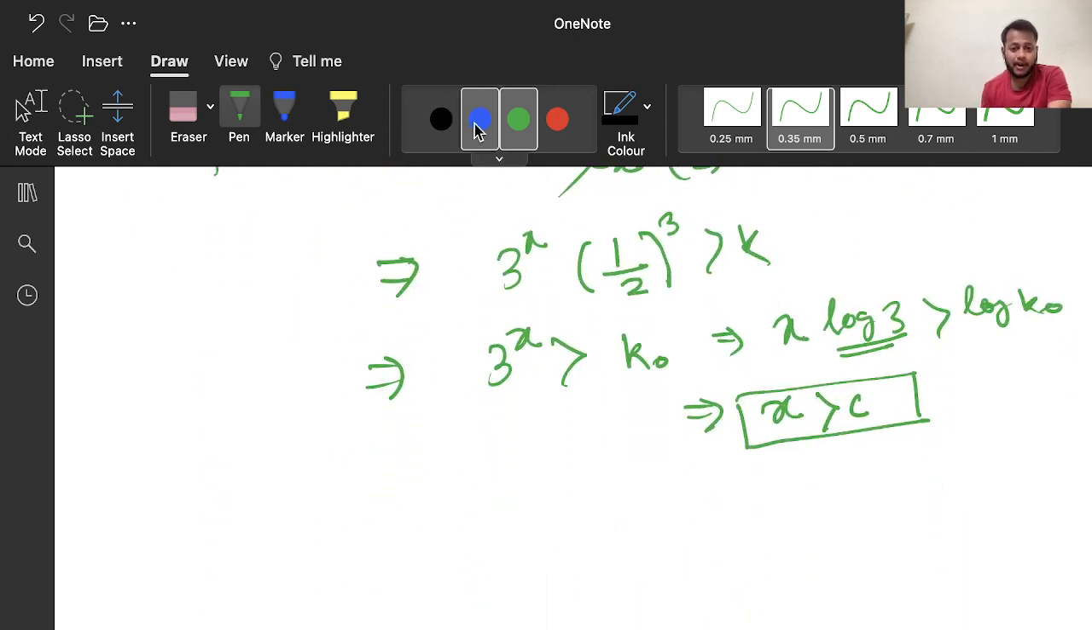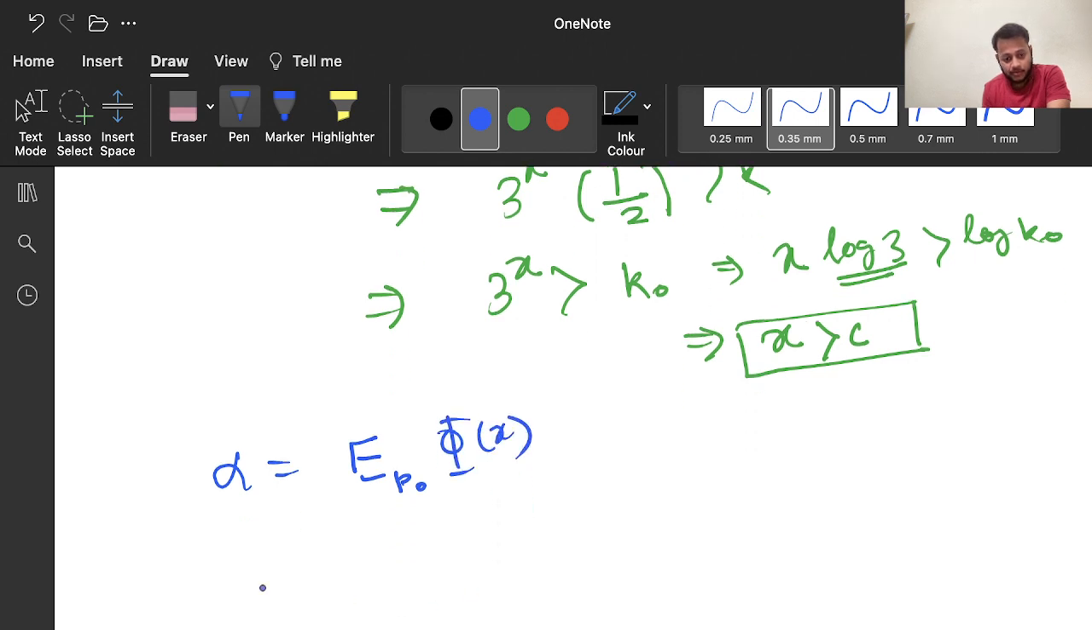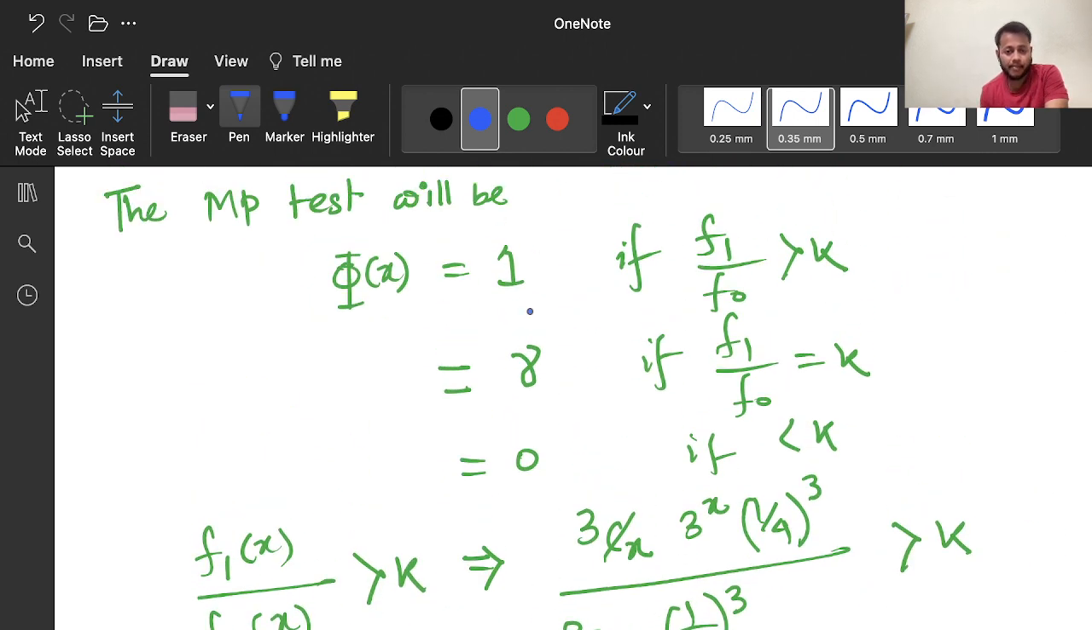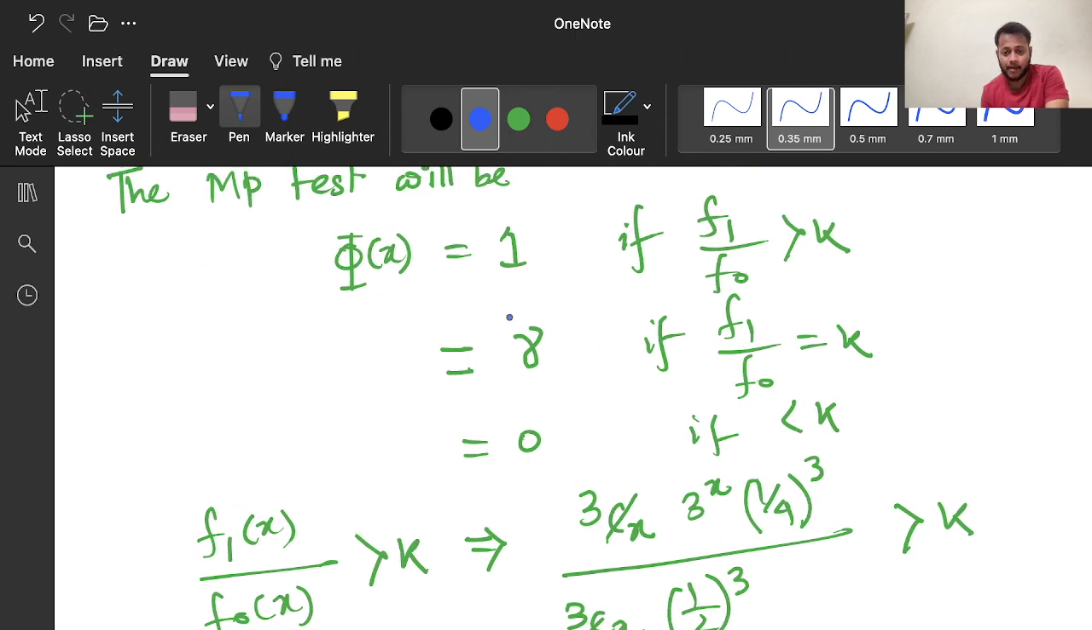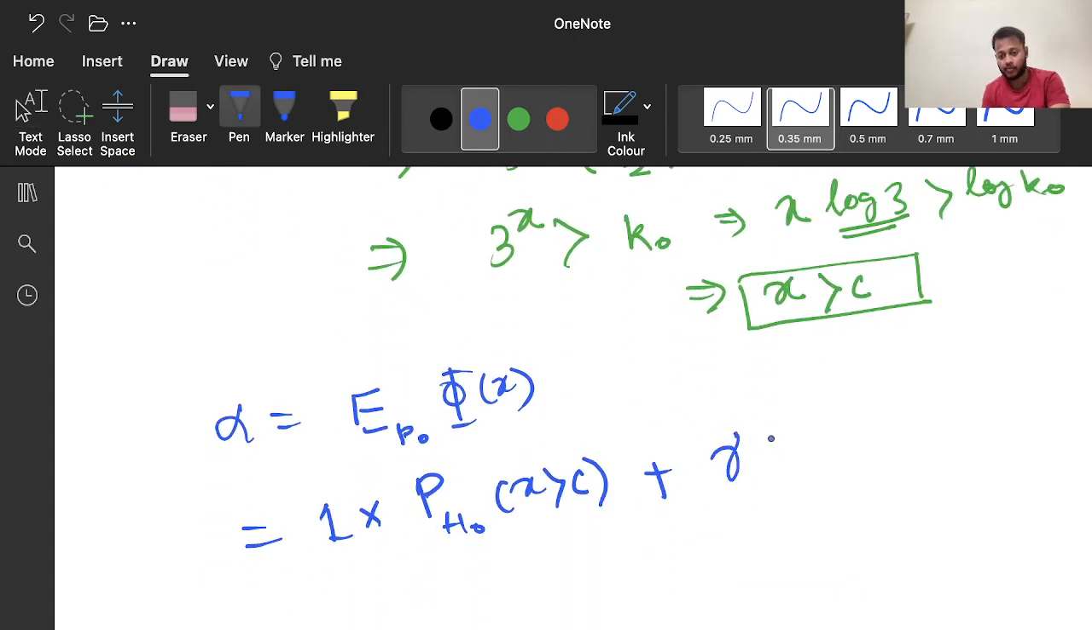Now what is the alpha? The value of alpha will be the expectation under the null hypothesis of phi of x. So with probability 1, we reject this, so what is the probability under h0 that x is greater than c? And with probability gamma, we reject it when the probability under h0 of x equal to c.